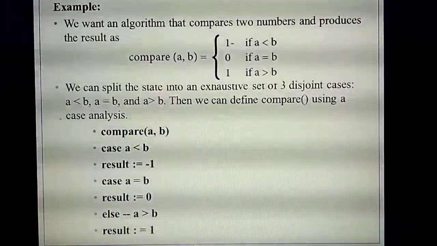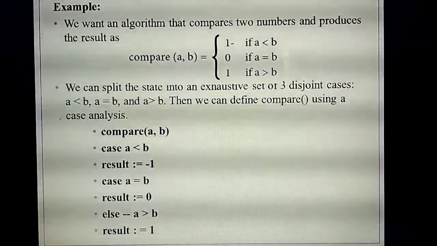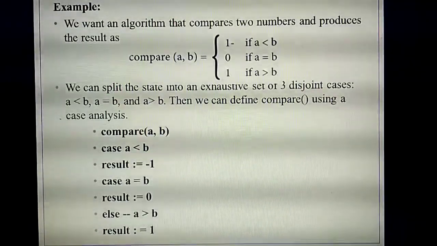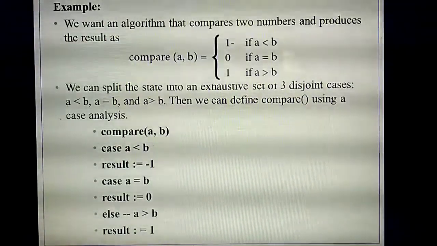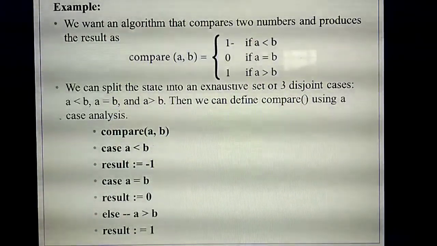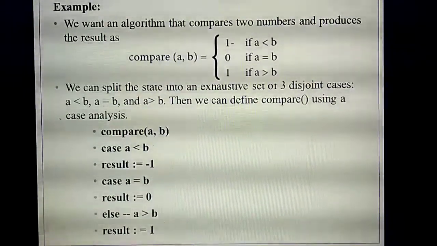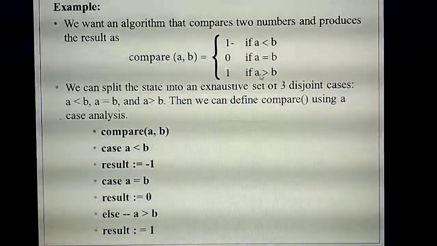Understand? So next, this is an important question. The algorithm is to compare two numbers and produce the result. So we are going to compare the two numbers. Already we have studied a problem for finding the minimum of two numbers. So here we are going to compare two numbers. So this is the question.